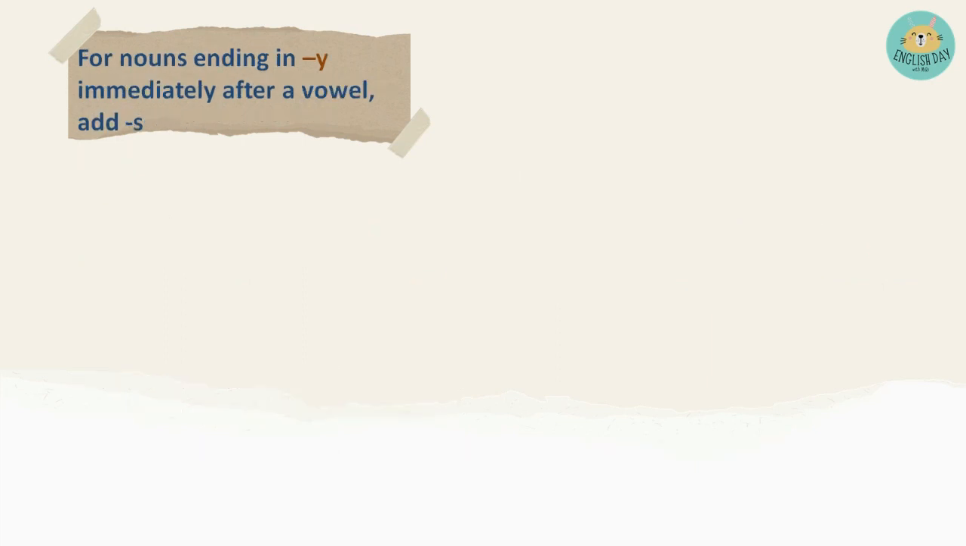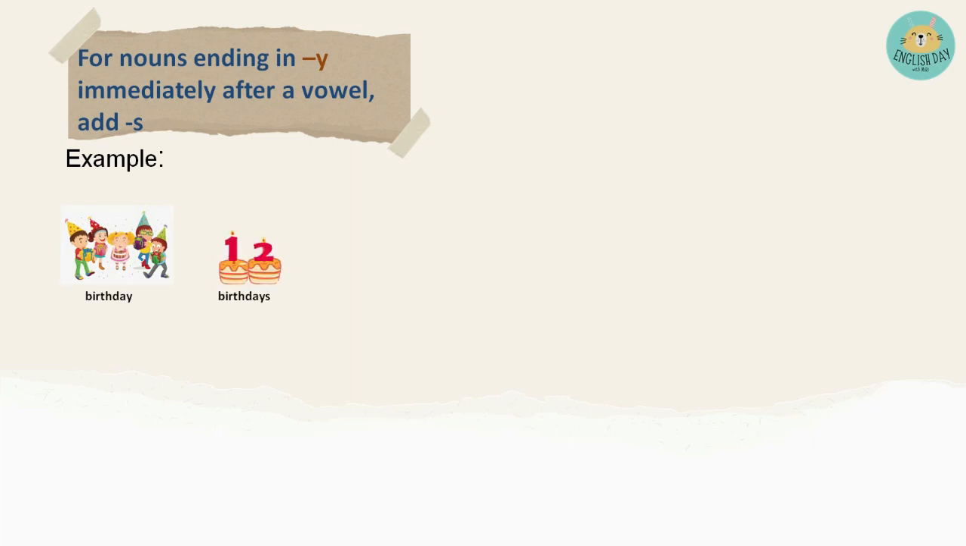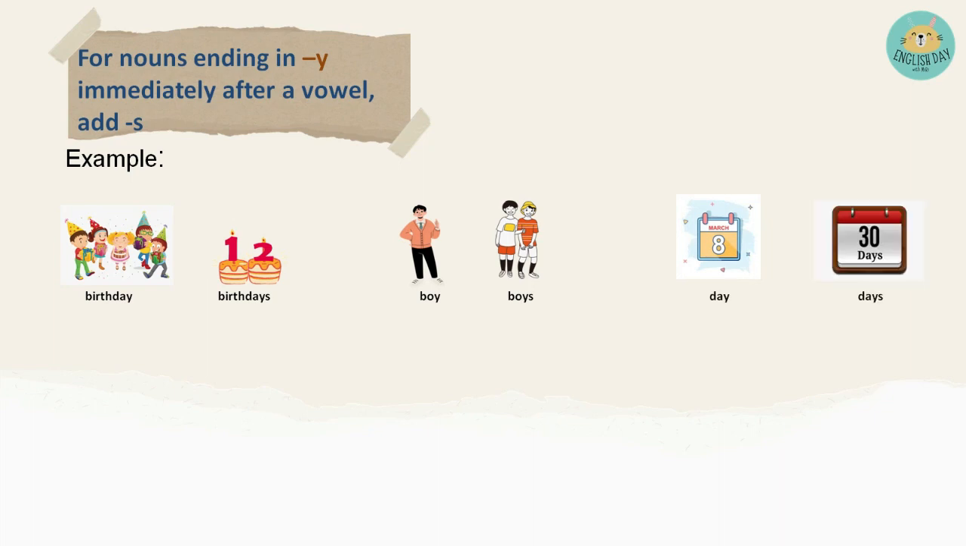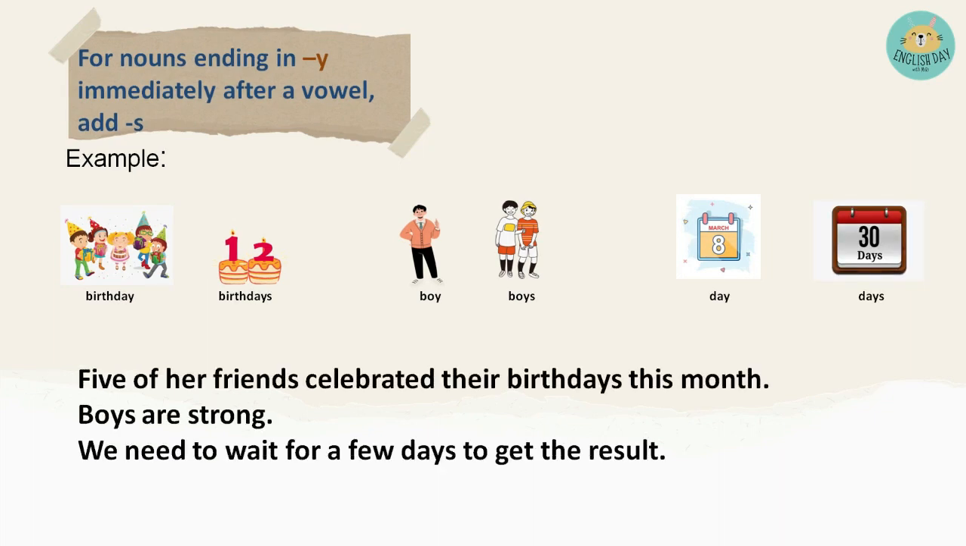Now for the next rule, for nouns ending in y immediately after a vowel, this time, we only need to add s. For example, birthday, birthdays. Boy, boys. Day, days.